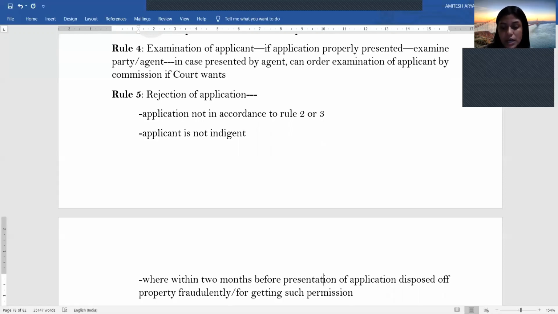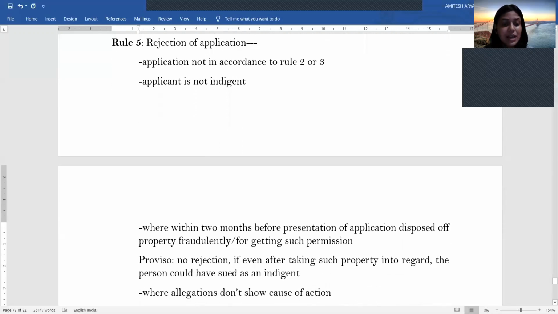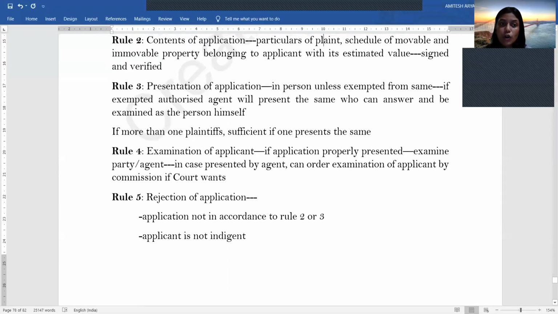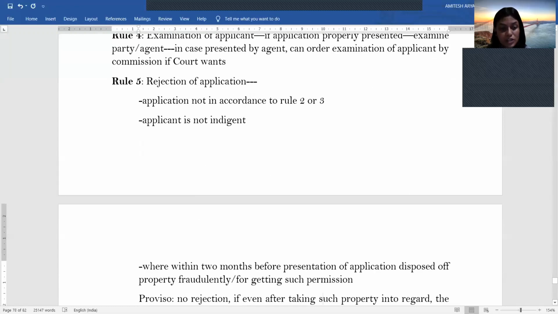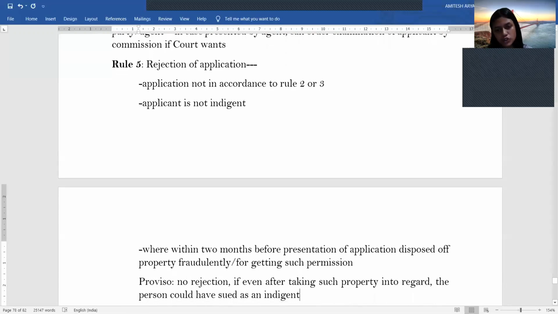Now, an important rule, the next one, that is rule 5, where such an application will be rejected. First, when the application is not in accordance with rule 2 or 3, where you have not written the contents of the application, or not presented it on your own. The applicant is not indigent. Within 2 months before you presented such an application, you had fraudulently disposed of property, or, for getting such a permission, you just disposed of your property.